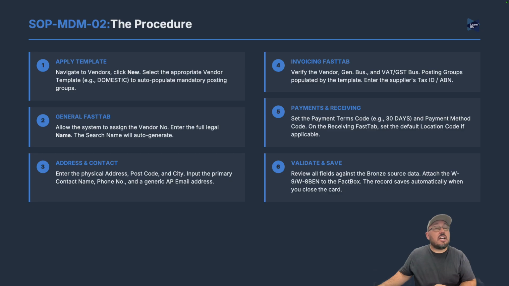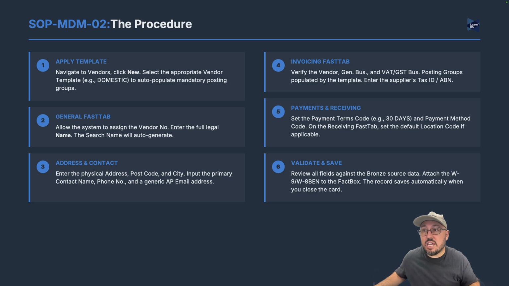All right. Number 1, click New Vendor. Apply the template. You go General FastTab, Address and Contact, Invoice FastTab, Payments and Receiving, Validate and Save. Now, that being said, with that payments and receiving, I'm going to add into that bank account details. Okay. Make sure that that's right. Get that under control. And you should be home and hosed.